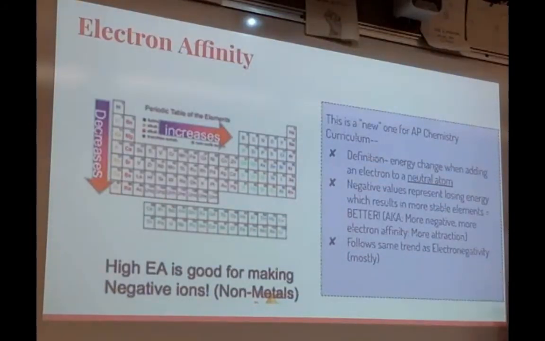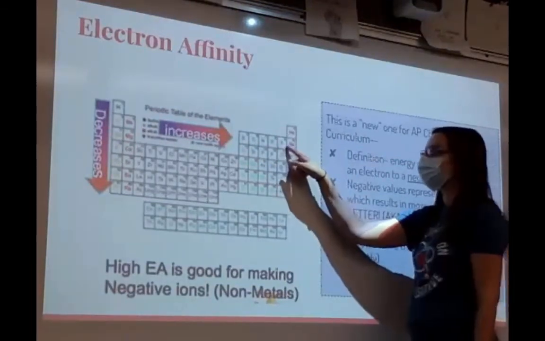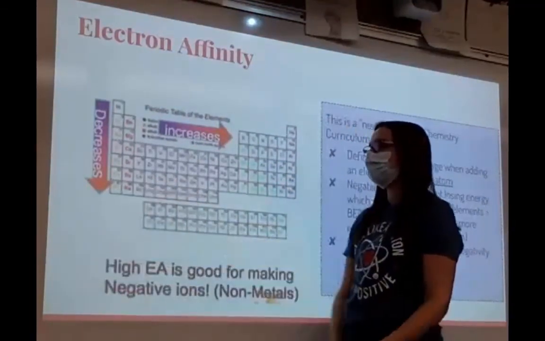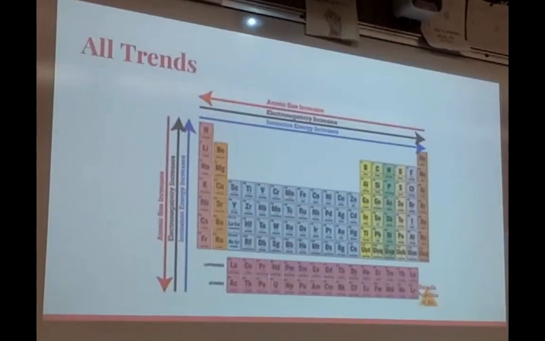The more negative the value, the higher the electron affinity, because of the more attraction. But it follows the same trend as electronegativity. Fluorine is going to have a high electron affinity. It's going to want to attract electrons to itself. Francium will have a low electron affinity. The exact same reasons as electronegativity, except now we're looking at a neutral atom instead of an atom within a molecule. So all of the trends look like this.